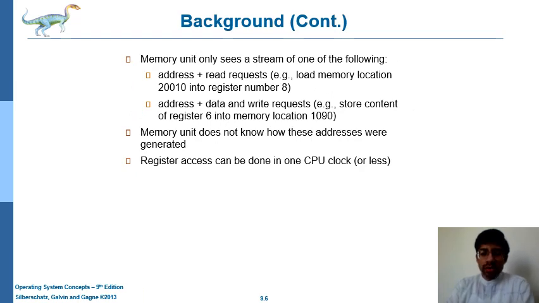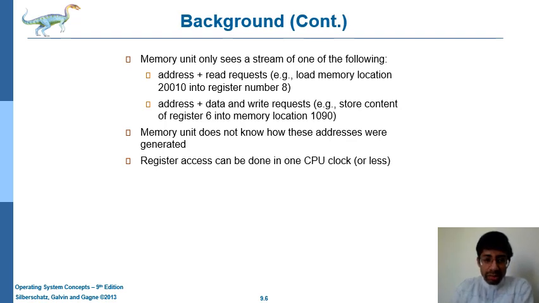For memory, there are two basic types of instructions. One is read, another is the write operation. In case of a read operation, we need to know which location of the memory the data has to be accessed from. And in case of the write operation, in addition to the location of the memory, we also need to send the data which has to be updated into that location. Hence, the memory would see only the stream of address plus read requests or the address plus data write requests, as we could see here.